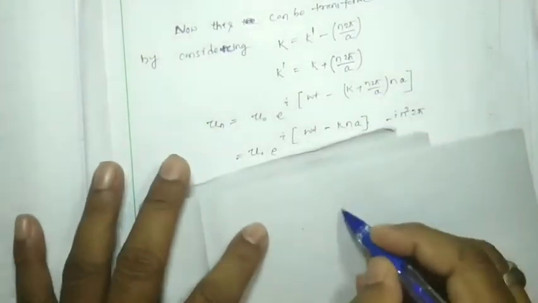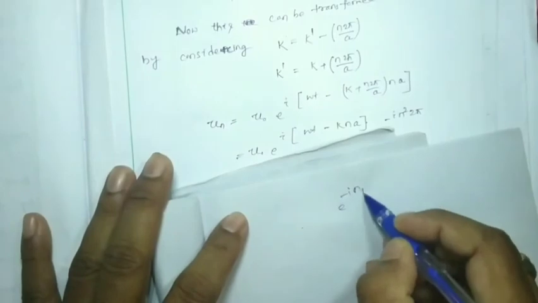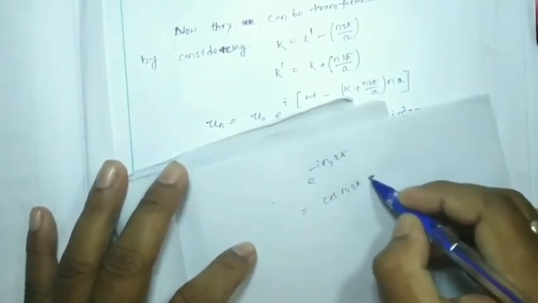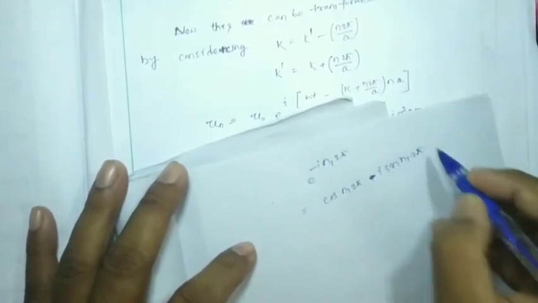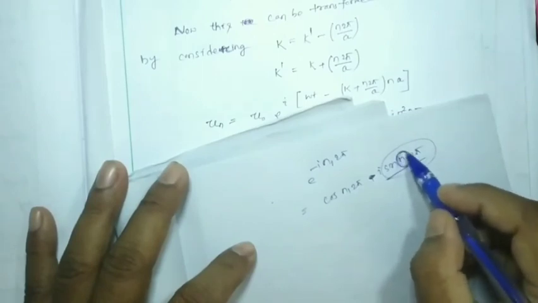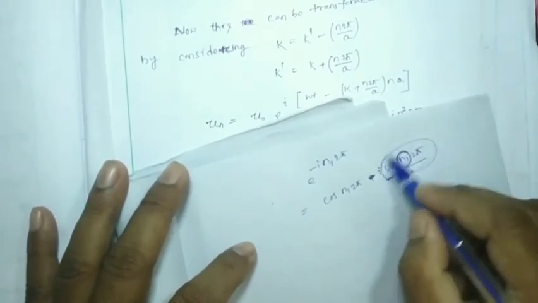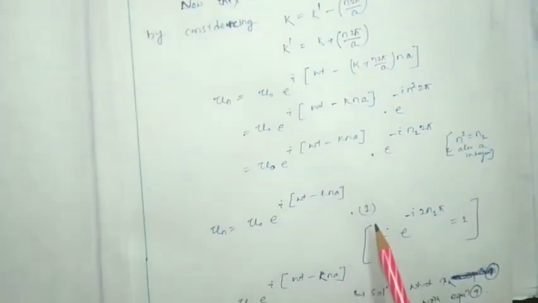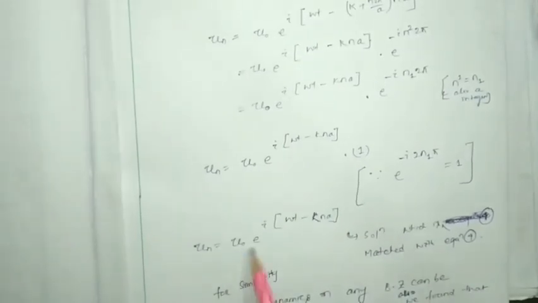Because you can see that e to the power minus i n1 2 pi will be nothing but cos(n1 2 pi) minus i sin(n1 2 pi). We know that sin of an integer times 2 pi, this is an integer, not a fraction, a positive integer, because n1 is nothing but n squared. So this will be the 0 value and this will always be equal to 1. Hence this is written as 1. So u_n equals u0 e to the i(omega t minus k n a).